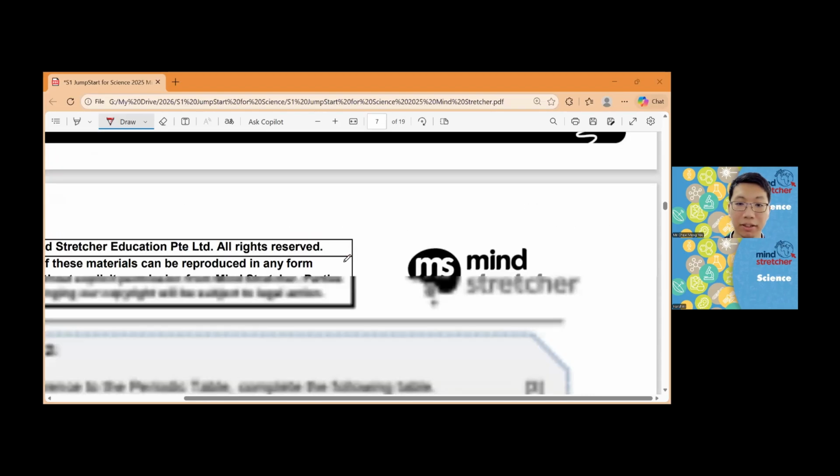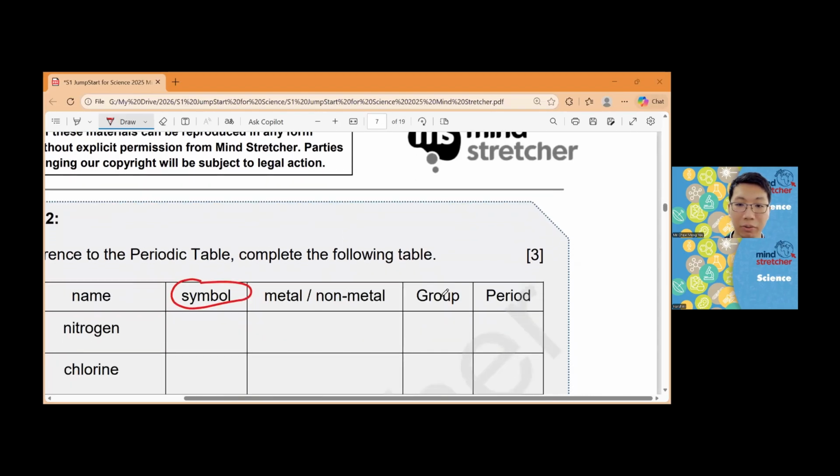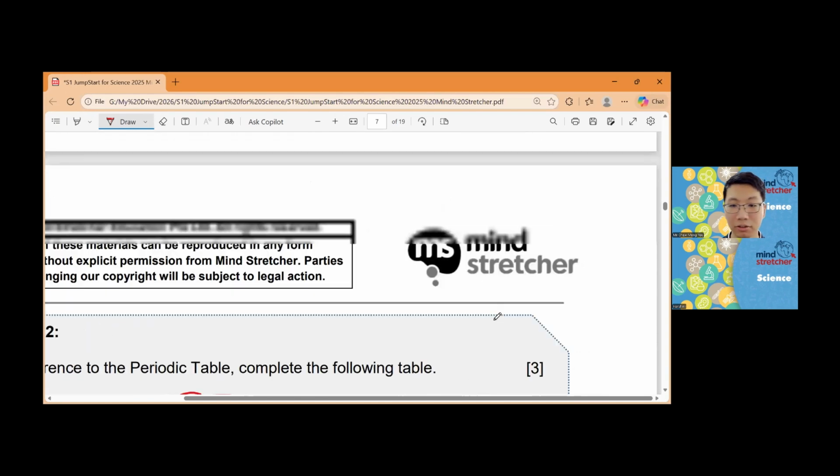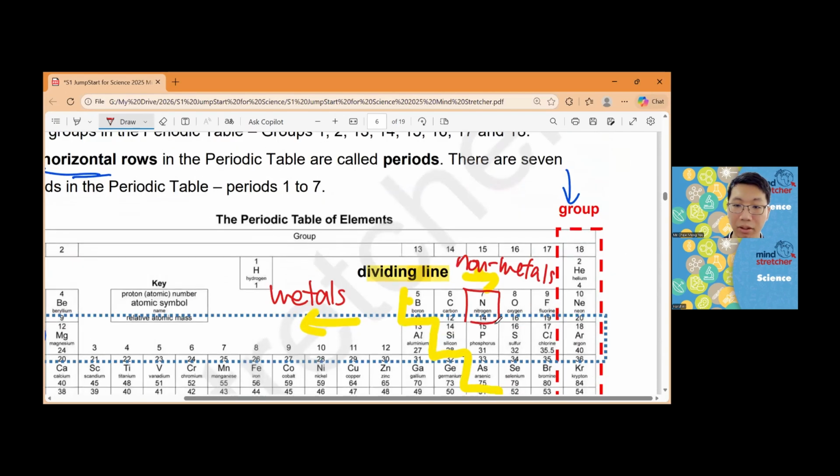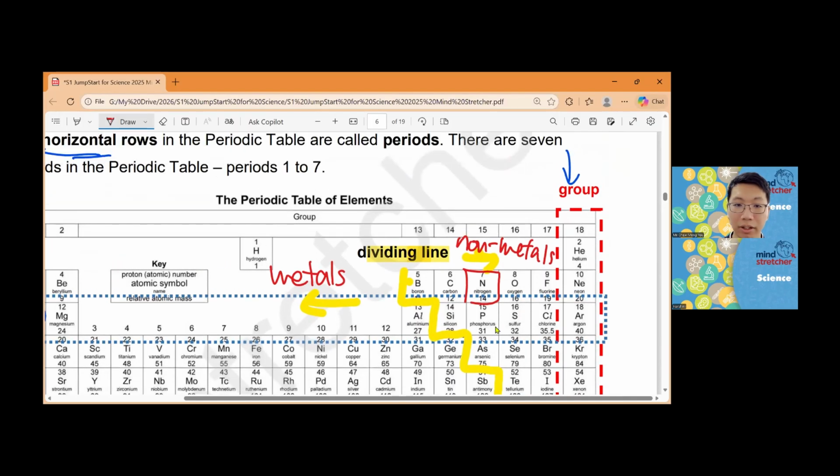Then what's the next one? The next one is to identify the group and the period. So let's look at the table again. So the group number, you see this here? Group. All these numbers on top are the group numbers. Nitrogen is found here. So nitrogen is in which group, Kala?